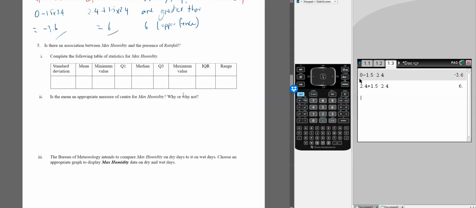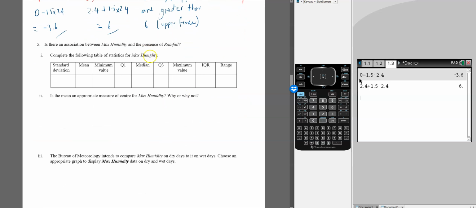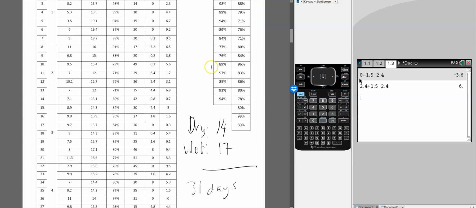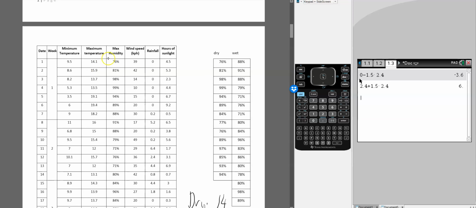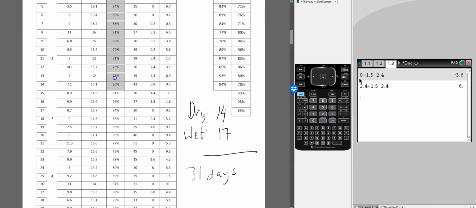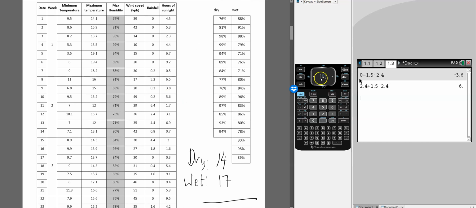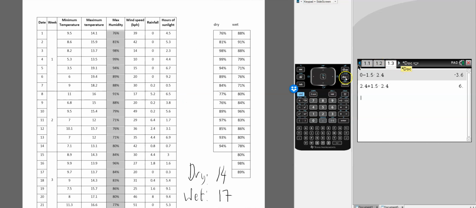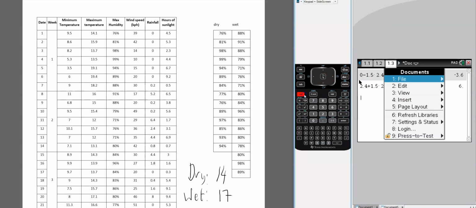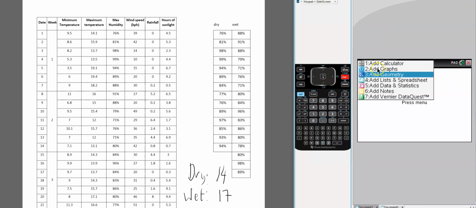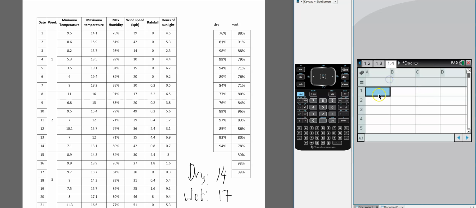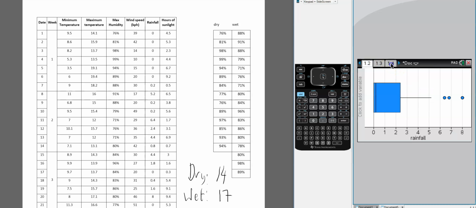Okay, next one, it says complete the following table for the statistics of max humidity. Alright, so max humidity, let's get our data. Unfortunately, you guys will have to do the same thing again when you input the data. But I luckily have the luxury of copying and pasting. So I'm going to start a new tab.